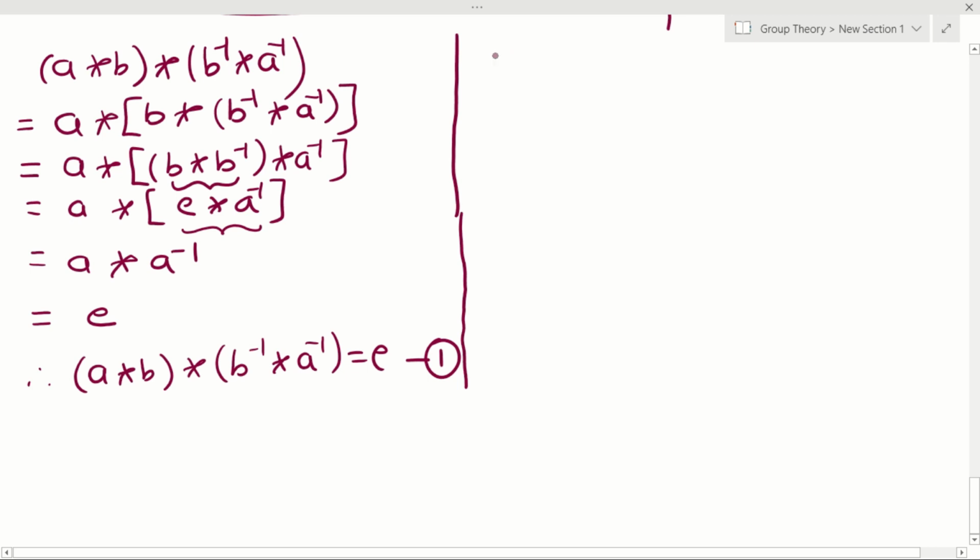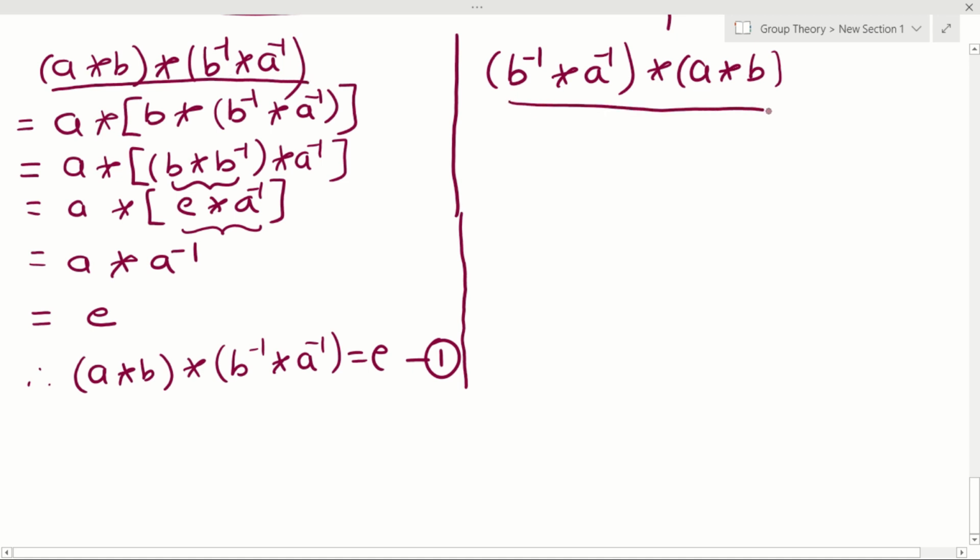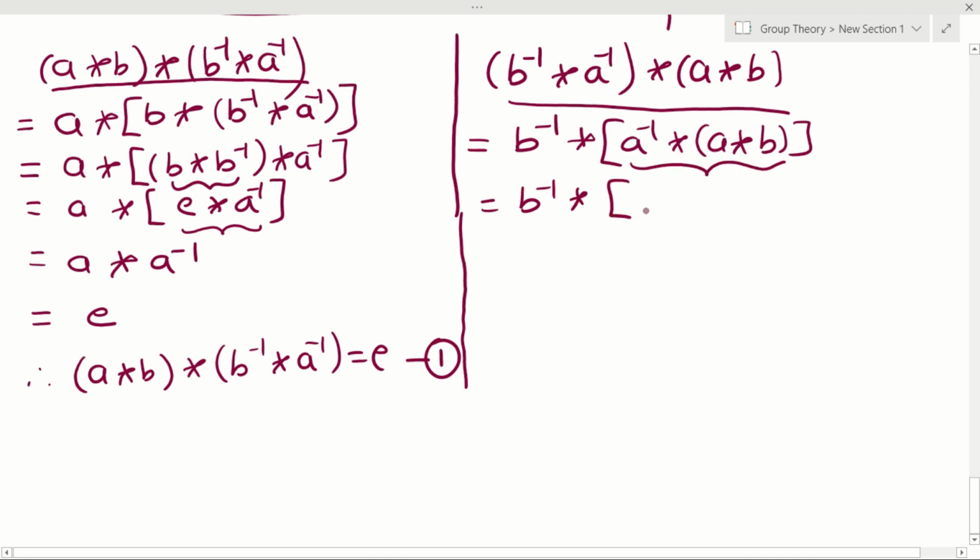Similarly, we shall consider B inverse star A inverse star A star B. Here I considered A star B star B inverse star A inverse; you reverse that and write B inverse star A inverse star A star B. This is equal to, again using the associative law, B inverse star of A inverse star of A star B, which is B inverse star of A inverse star A star B.